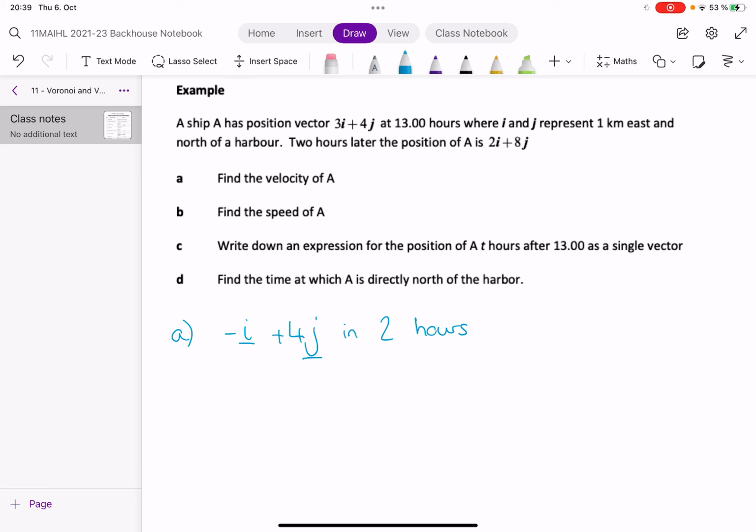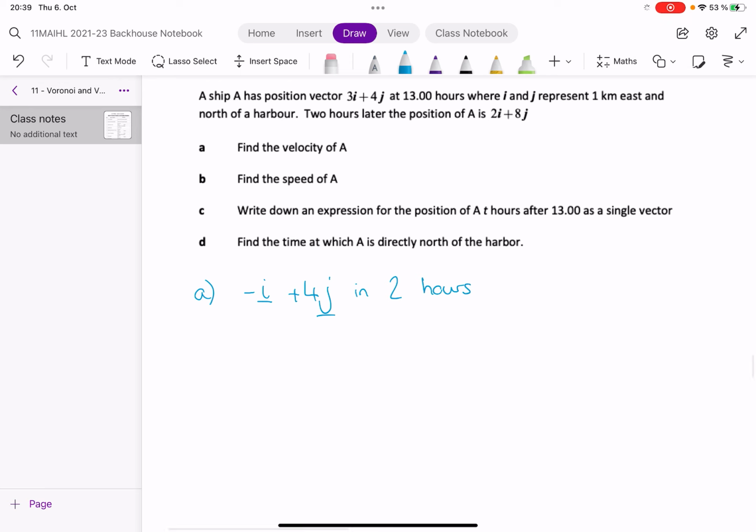Okay, so velocity is a measure of the rate that the position is changing for each unit of time, so for each 1 hour. So if I want the velocity, I'm going to have to halve this motion. So it's going to move negative a half i plus 2j in 1 hour.